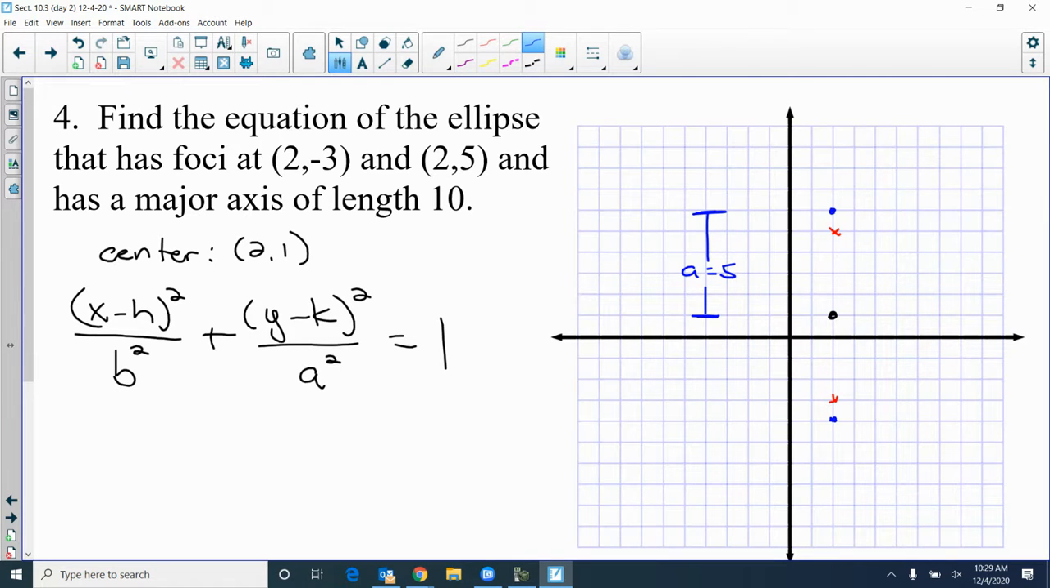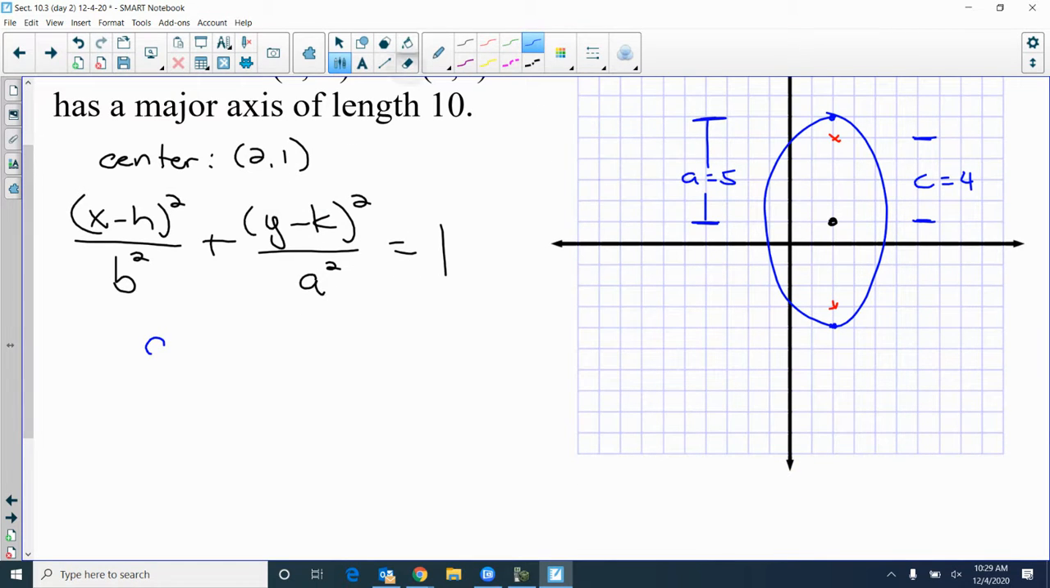I don't know how wide it is, but do we know c? Tyler? 4. c is 4. It's the distance from the center to one of the foci, so from right here to here, c is 4. So what does c squared equal? c squared equals a squared minus b squared. Not the Pythagorean theorem, it's just a squared minus b squared.